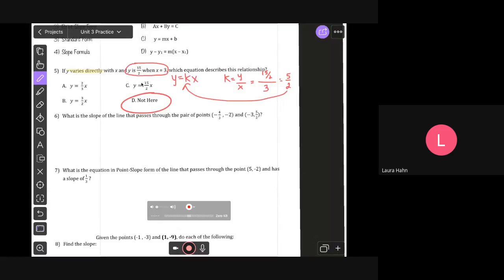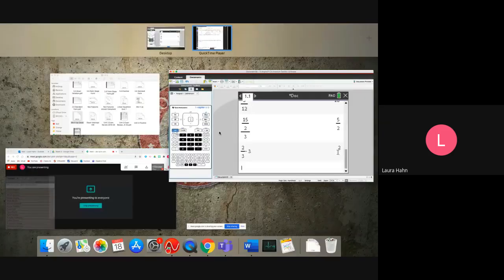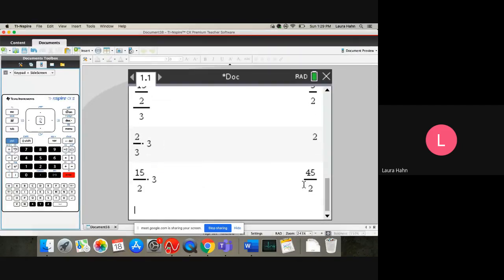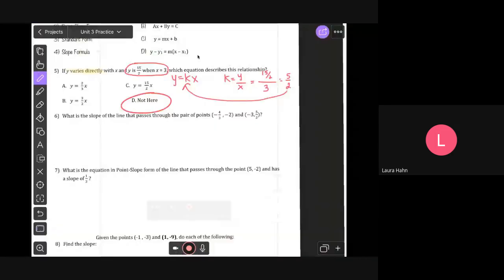Let's try C, okay? So 15 over 2 times my x. Well, we want x to be 3. So when x is 3, when I type this in, I should get 15 over 2. So Control Divide 15 over 2 times our x, which is 3, gives me 45 over 2. So when x is 3, this is telling me y is 45 over 2. That's not what I wanted.